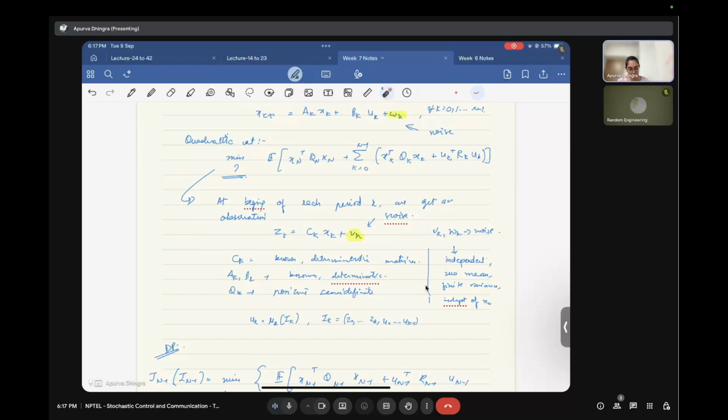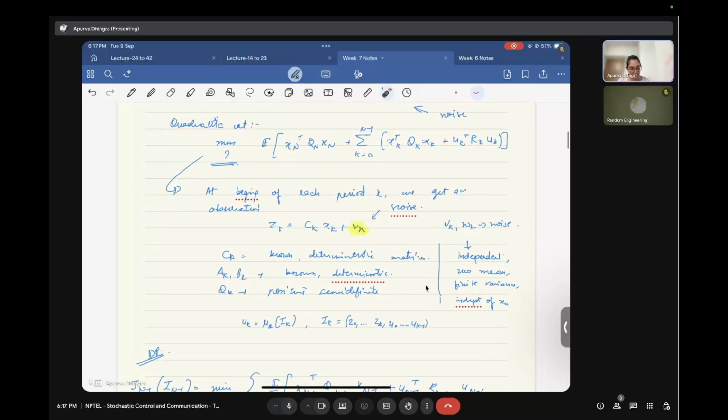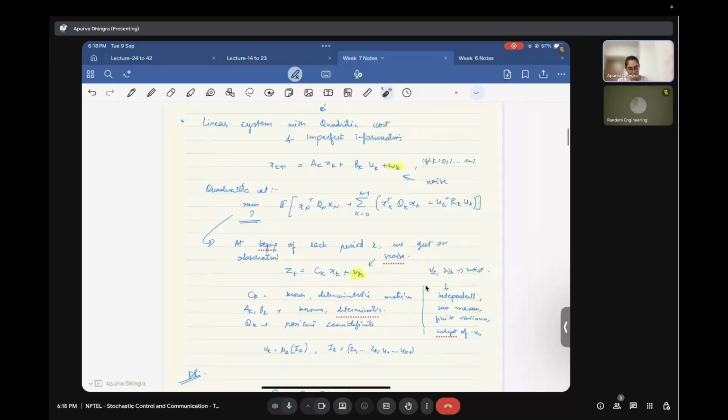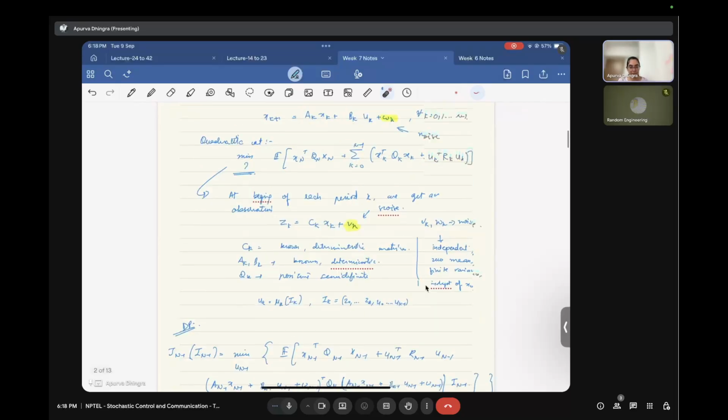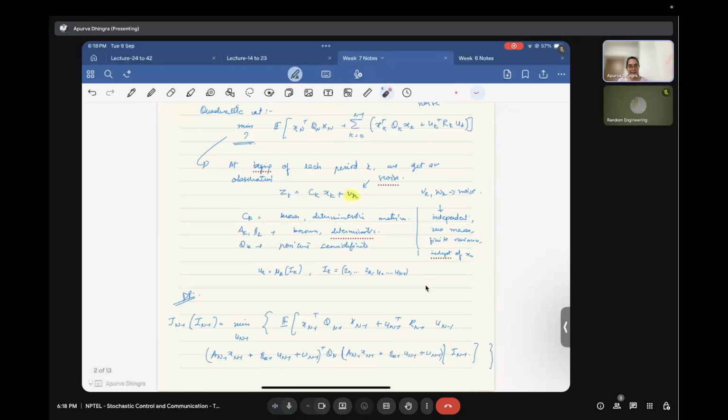Now, if we were to use DP in this problem, here the noise terms, both of these are noise terms, the w_k and the v_k. Both these noise terms are independent, have zero mean, and have some finite variance. And also they are independent of the initial x_0 value.